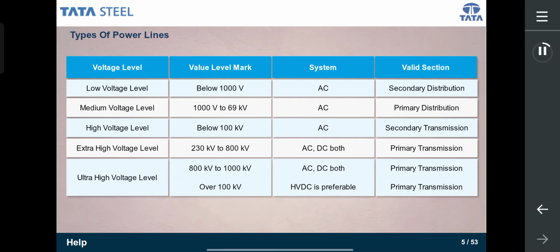This table gives you the information about types of power transmission system used based on voltage levels. Have a look at the table.